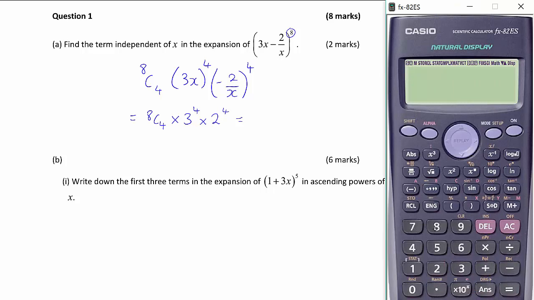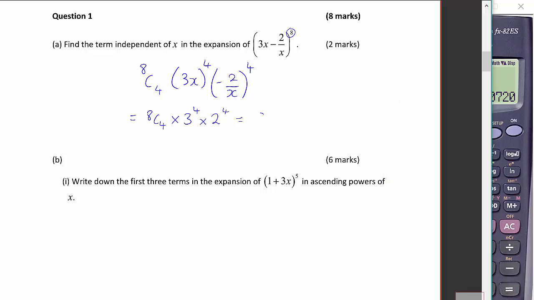So 8C4 multiplied by 3 to the power 4 multiplied by 2 to the power 4, and that gives me 90,720.